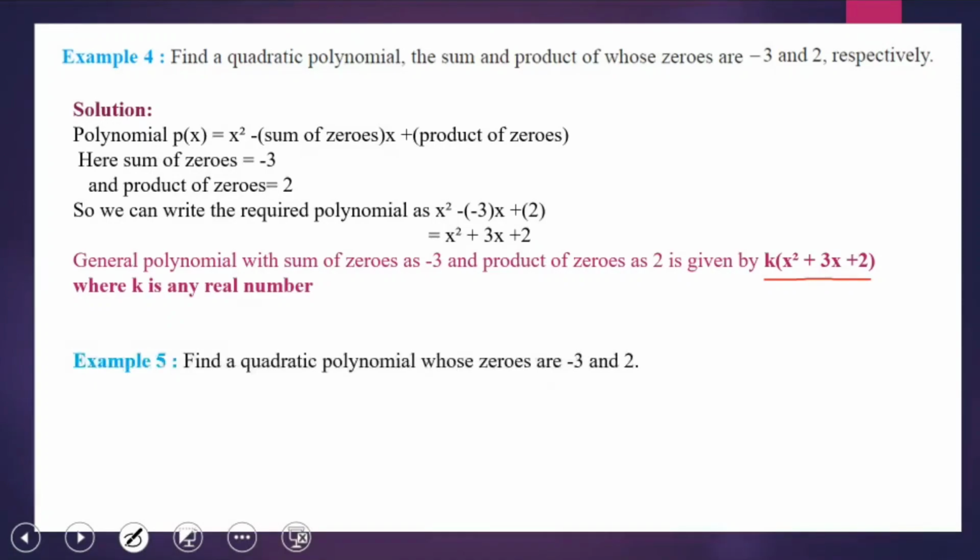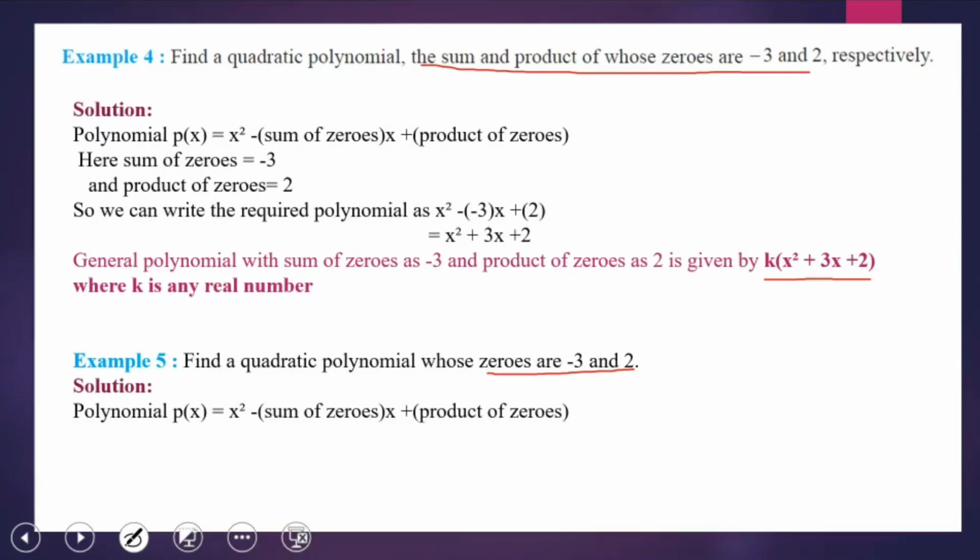Find the quadratic polynomial whose zeros are minus 3 and 2. Now compare both the questions. Here the sum and the product of the zeros are minus 3 and 2, and here the zeros are minus 3 and 2. So we know that the polynomial is given by x square minus the sum of the zeros into x plus the product of the zeros. The zeros are minus 3 and 2.